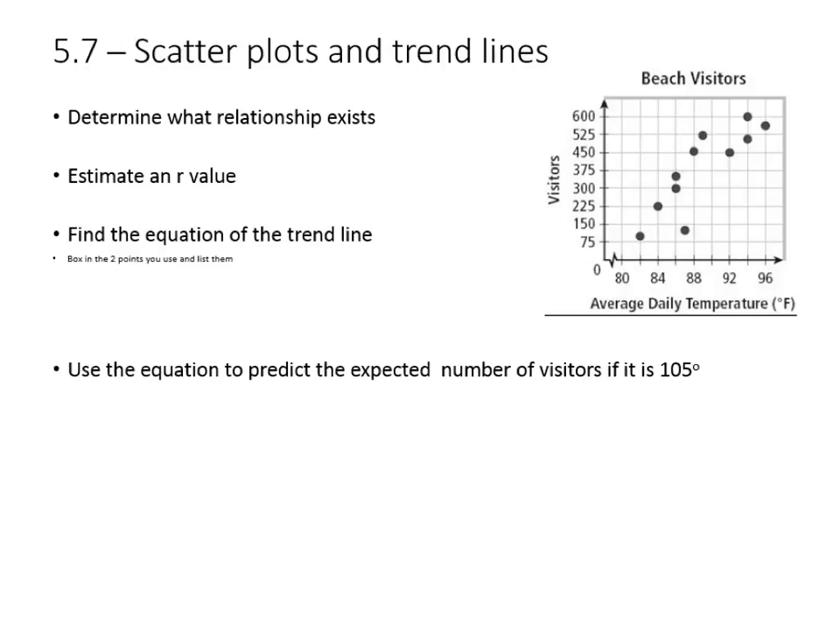Alright, lesson 5.7 was on scatter plots and trend lines. So I've given us a scatter plot here based on how many people go to the beach, dependent on what the temperature is. If I give you this scatter plot, you need to be able to draw in a good best fit line.